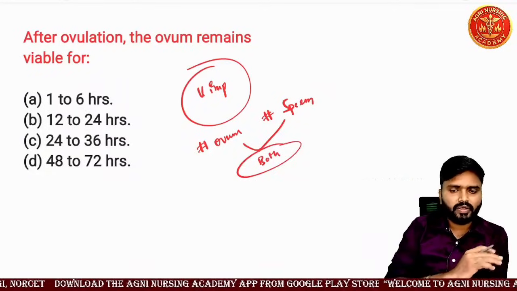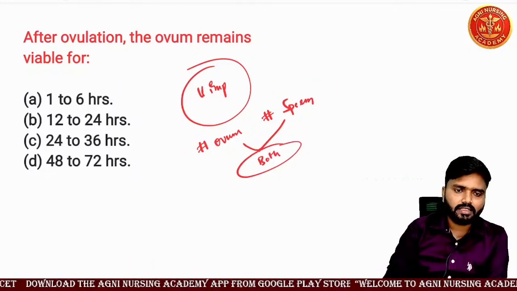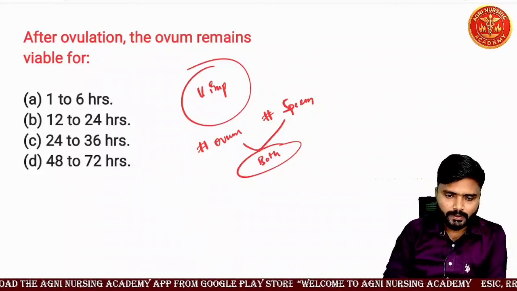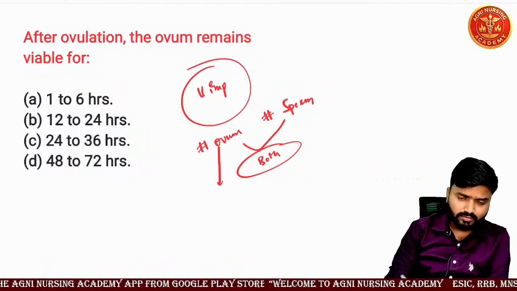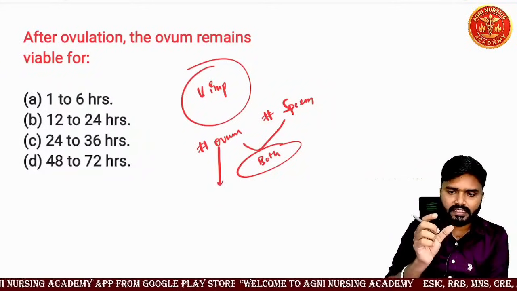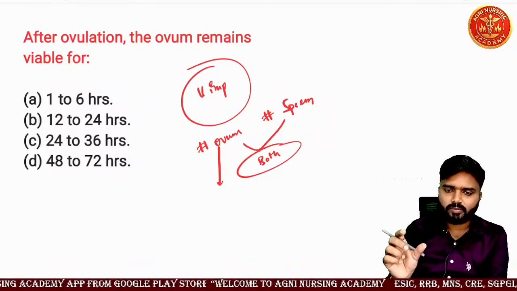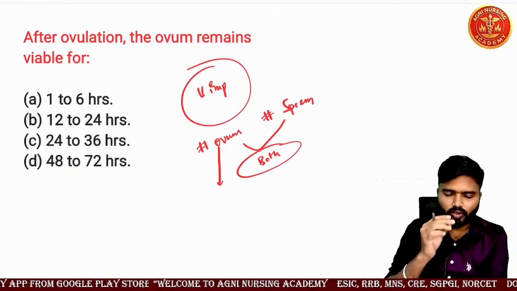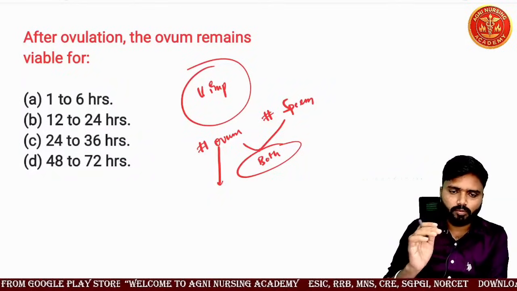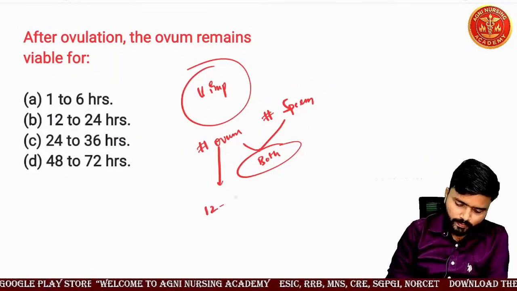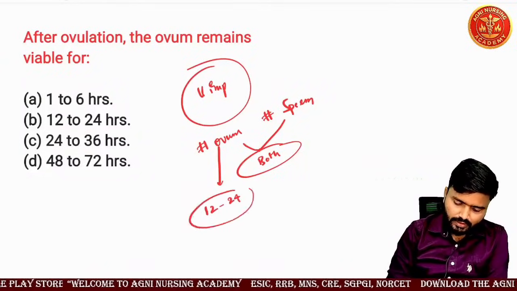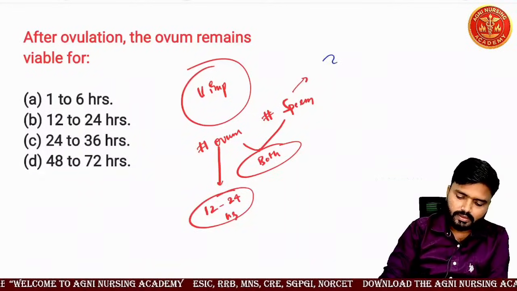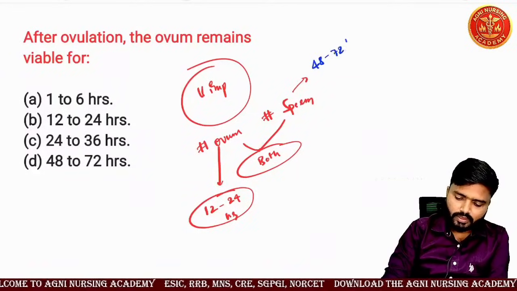Understood? So both these questions are very important, don't confuse them. In the previous exam only this question was asked, so many people were confused and marked the wrong option. So always remember, the female ovum lifespan is less, the male sperm lifespan is more. The ovum viability period is 12 to 24 hours, but the sperm viability period is 48 to 72 hours.